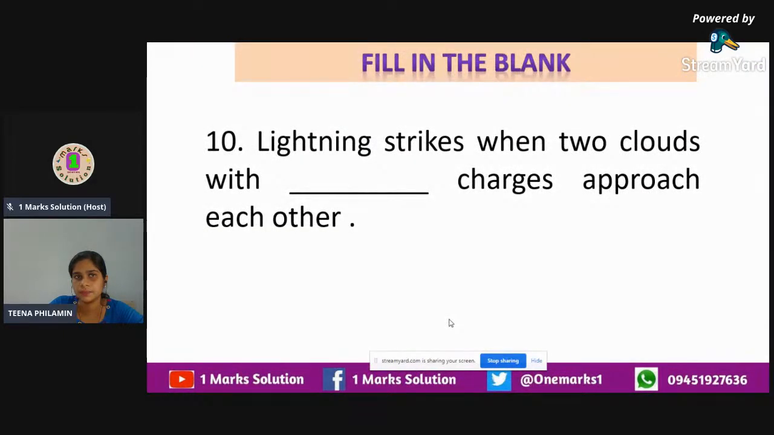Next is the tenth question: lightning strikes when two clouds with dash charges approach each other. We discussed in the last slide that lightning strikes when two clouds with opposite charges approach each other, or unlike charges, or positive and negative charges approach each other. All are correct answers.